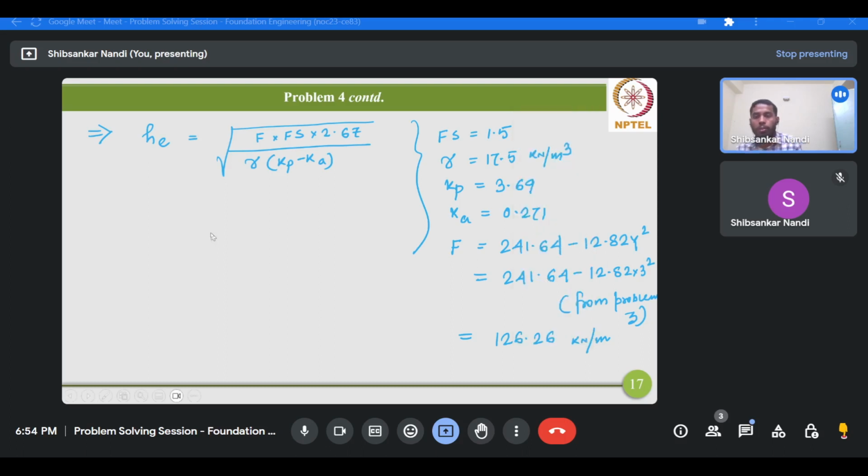Now we'll substitute these values one by one in this equation to get the final answer. So just now we have calculated 126.26, factor of safety 1.5, 2.67 divided by 17.5 multiplied by 3.69 minus 0.271.